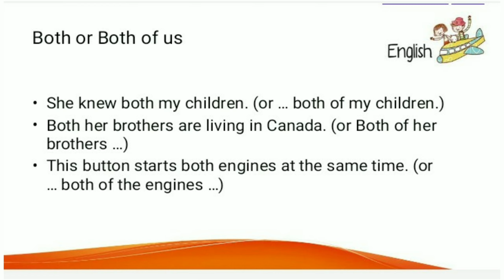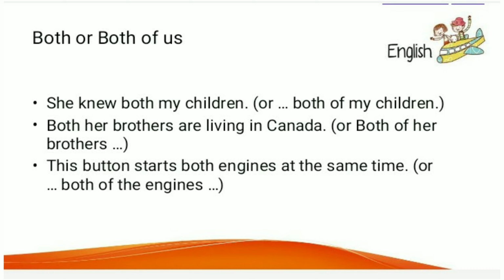Now, for this case, you can use both or both of, right? For example, she knew both my children, or you can say she knew both of my children. Like the second example, both her brothers are living in Canada. You can also say both of her brothers are living in Canada.